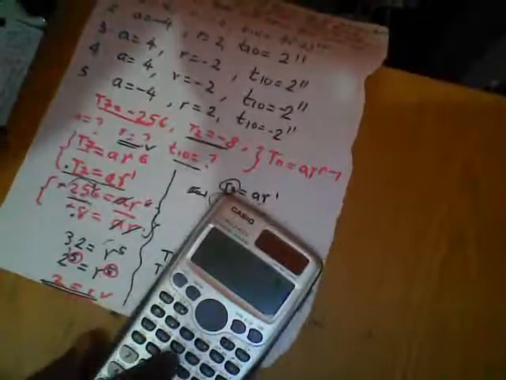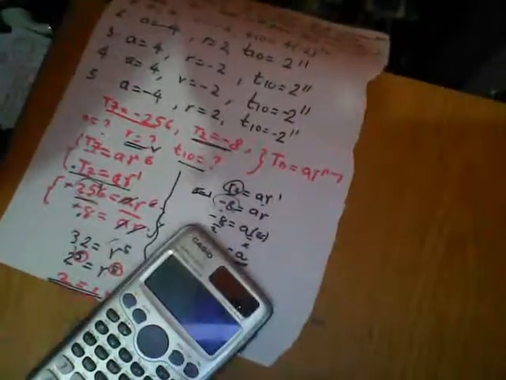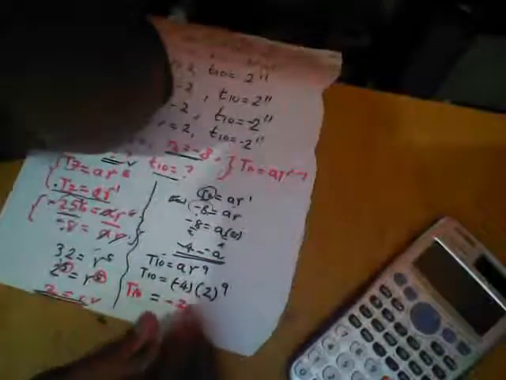You can plug this in the calculator, or you can just do it and get the answer. So let's plug that one in: negative 4, bracket, 2, exponential 9. Okay, negative 2048. So finally, T10 equals negative 2048.